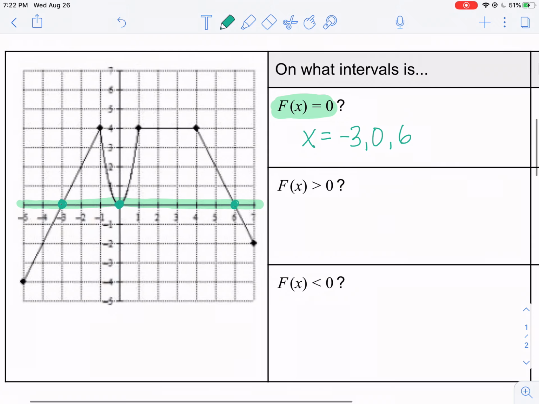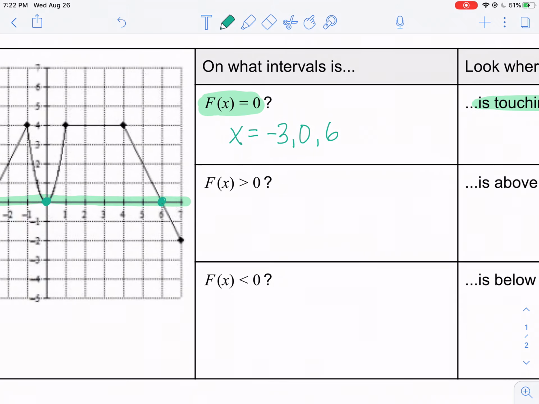You might also sometimes see this written with this squiggly bracket like this, and we would write -3, 0, and 6, and then a squiggly bracket like that. So sometimes you might see it written like that. If you remember our discrete functions from a couple lessons ago, that is those individual points.